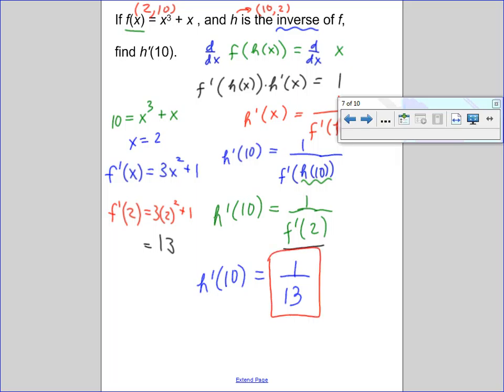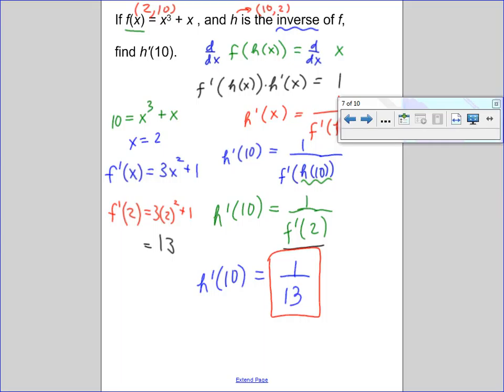So the key here was using the relationship between f and g, that they were inverses twice. First, to generate an expression for h prime, by using the composition and differentiating both sides. And secondly, for determining that ordered pair that we could utilize to our advantage. And we did that through inspection in this case.